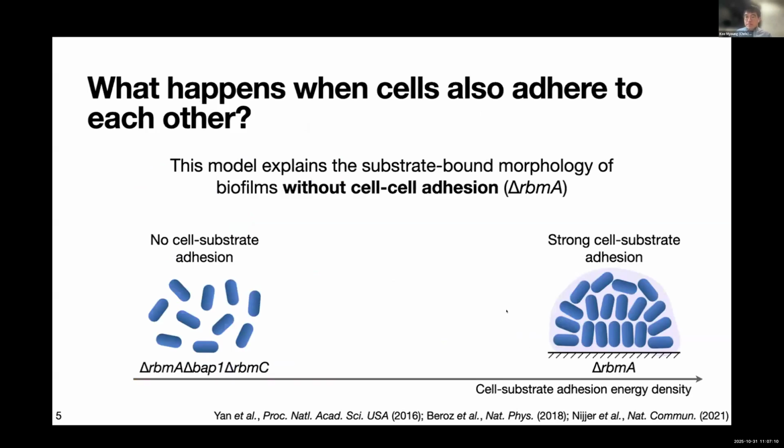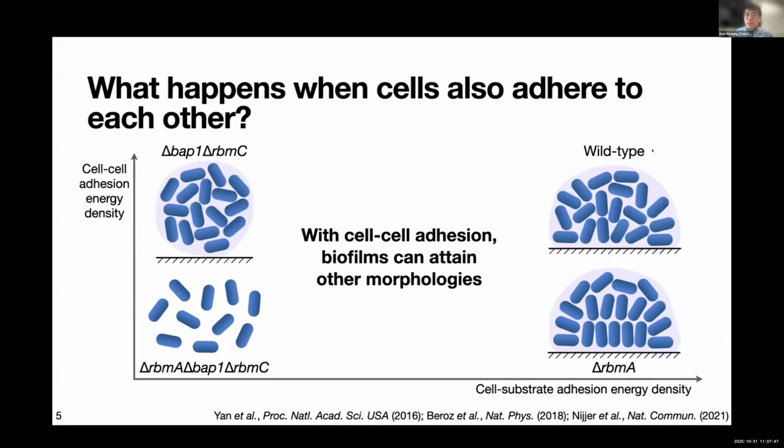So this is all fine and good. But all this work so far has focused exclusively on the substrate-bound morphology of biofilms with only strong cell-substrate adhesion and no cell-cell adhesion, which is also prevalent in biofilms. So we understand how cell-substrate adhesion plays a critical role in dictating this morphology, this cleanly verticalized dome. But it's also natural to ask the question of what happens when cells can also adhere to each other and not just to the surface.